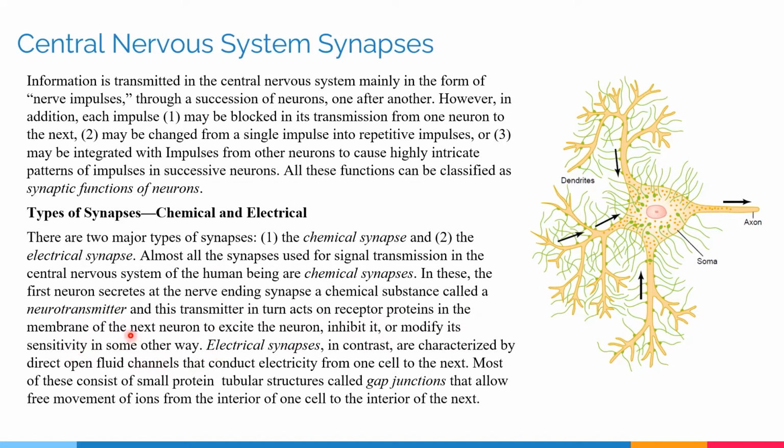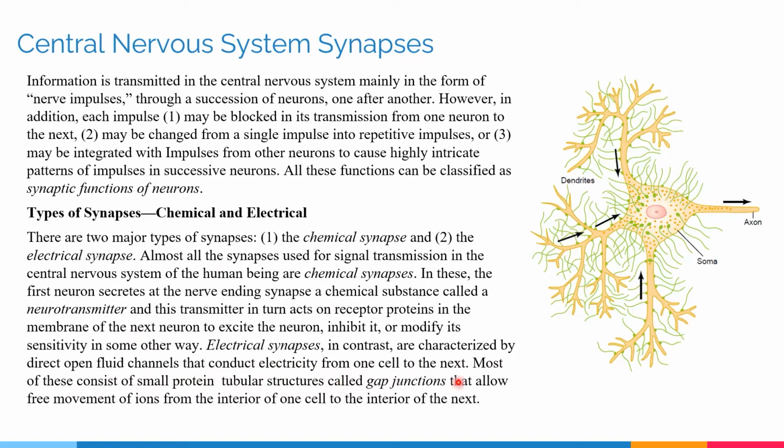And thus, in chemical synapses, chemical substances known as neurotransmitters, such as acetylcholine, are involved majorly in the transmission of the action potential or nerve impulses. But electrical synapses, however, are characterized by direct open fluid channels that conduct electricity from one cell to the next.